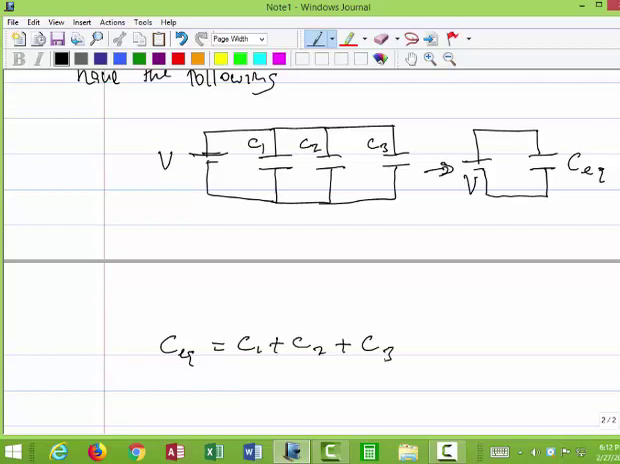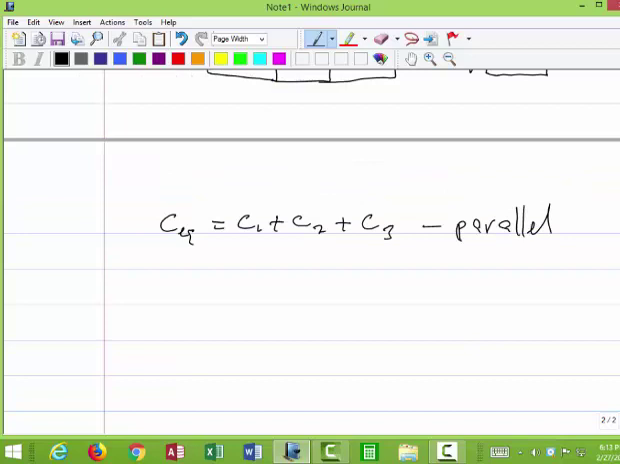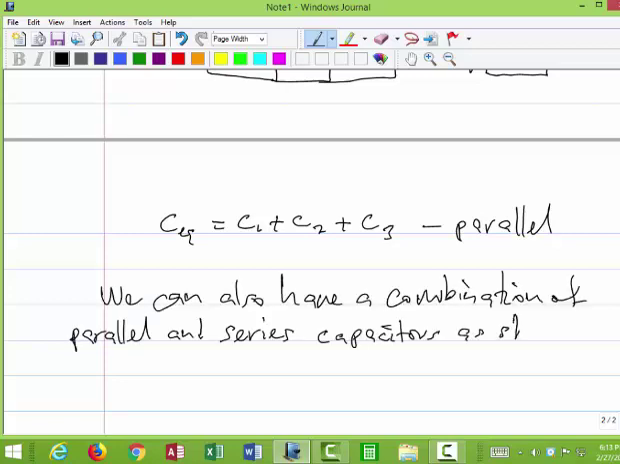What this means is that the equivalent circuit has a larger capacitance than the capacitance of an individual capacitor in the circuit. So this is for the parallel combination. We can also have a combination of parallel and series circuits, as shown below.